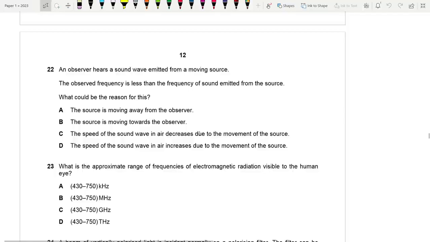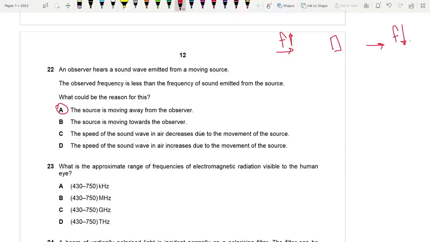An observer hears a sound wave emitted from a moving source. The observed frequency is less than the frequency of sound emitted from the source. What could be the reason for this? Okay, so if the observed frequency is less than the frequency of sound emitted from the source, there are two scenarios actually. If an object comes towards you, frequency increases, and if the object goes away from you, frequency decreases. So when does frequency decrease? When the source moves away from the observer. So clearly the answer is A.